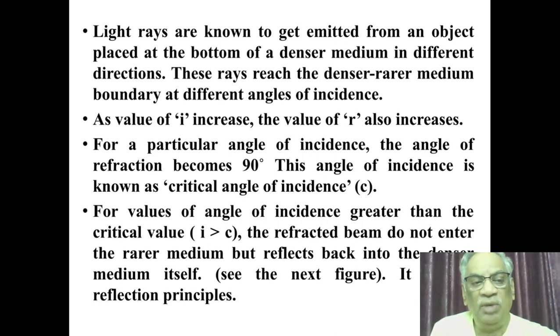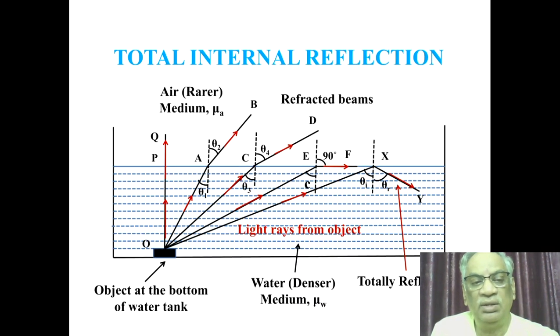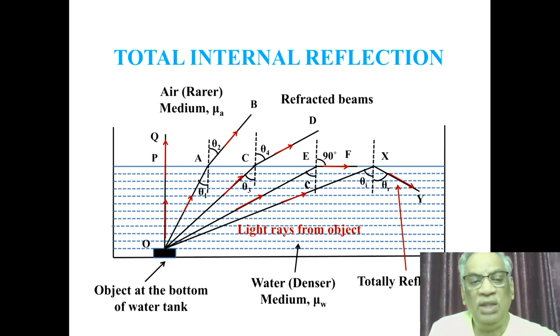In the process, for a particular angle of incidence, the angle of refraction becomes 90 degrees. This angle of incidence is known as the critical angle of incidence. That is, the critical angle of incidence C is the angle of incidence for which the angle of refraction becomes 90 degrees in the other medium.